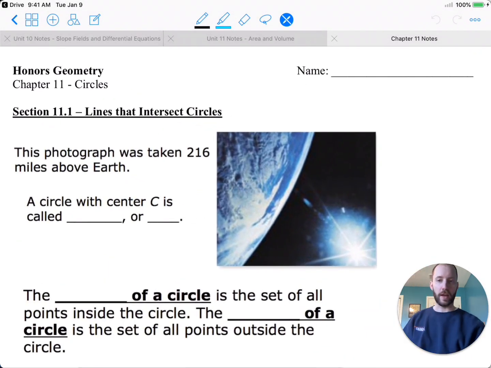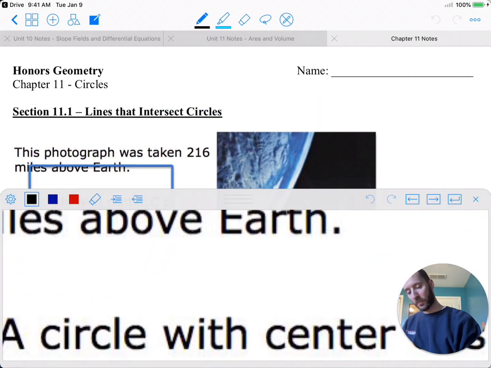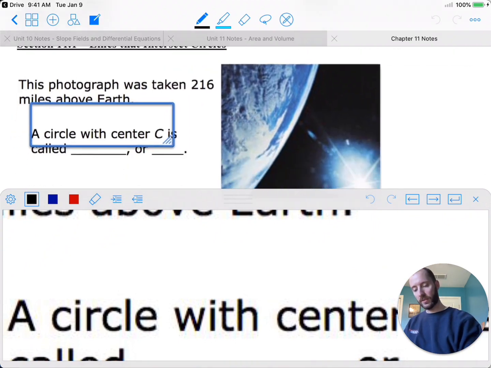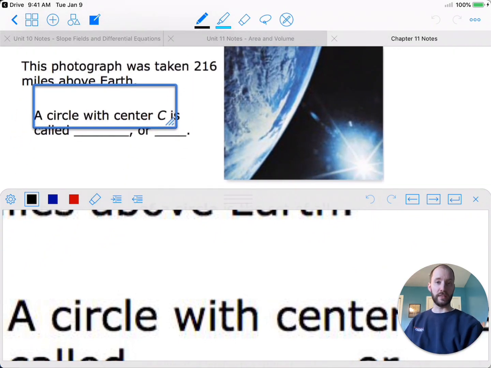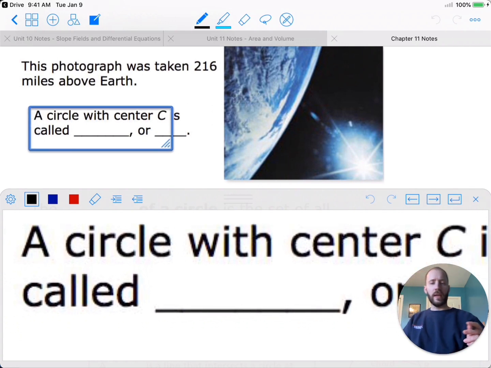So this photograph taken 216 miles above the surface of Earth. So pretty high up, but still you can see only a small piece of the Earth. So being on the surface, Earth appears flat. As you go higher up, it appears more round. And if you take a cross-section of the Earth, cross-section of a sphere, you have a circle.